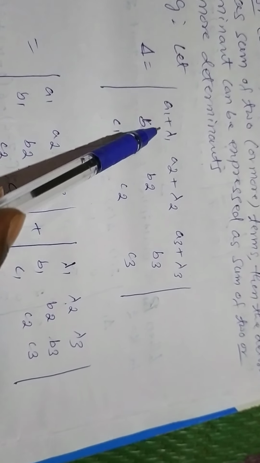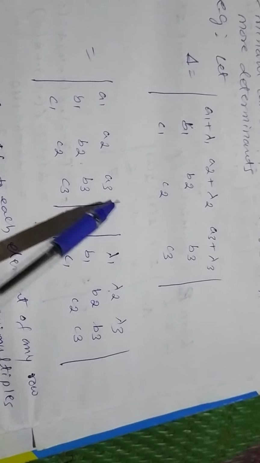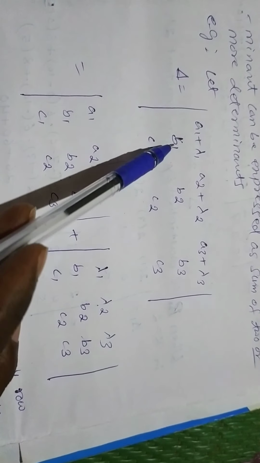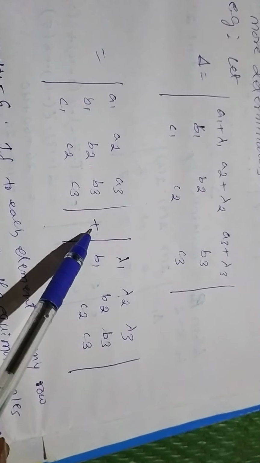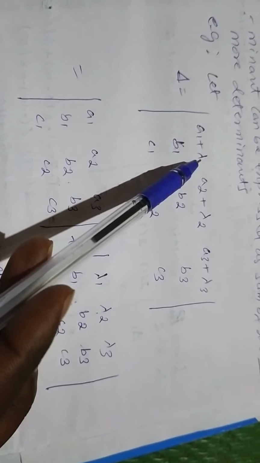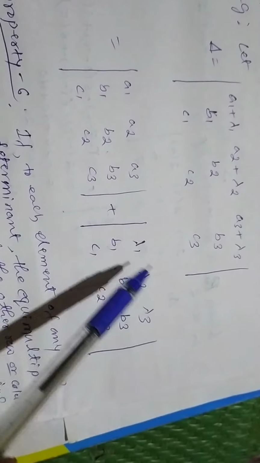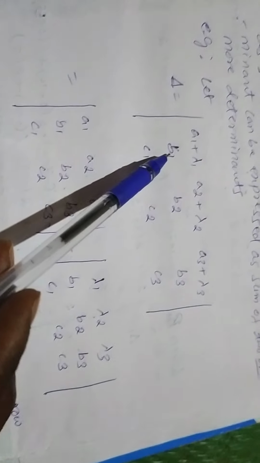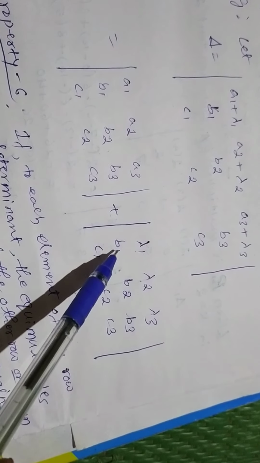So we can write this determinant according to the statement. First write a1, a2, a3, and the remaining elements of the second row and third row are the same: b1, b2, b3, c1, c2, c3. Then plus, you write another determinant with lambda 1, lambda 2, lambda 3, and b1, b2, b3, c1, c2, c3 as they are.